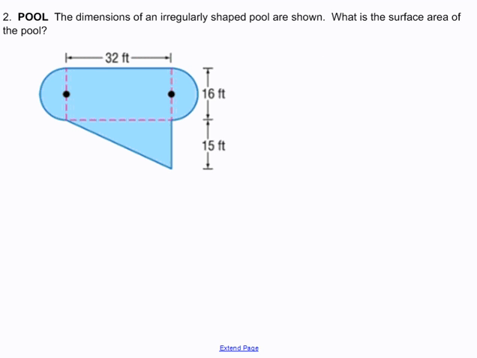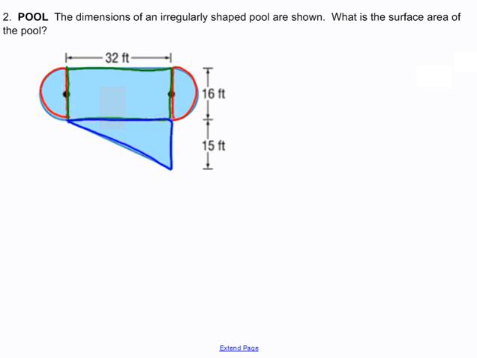Okay, here I've got a pool. Well, I don't know anybody who really has that shape of a pool, but we'll go with it. All right, I see a semicircle here, a semicircle here. So I have one circle. I've got a rectangle, and I have a triangle. So I'm going to take the area of a triangle, the area of a circle, and the area of a rectangle and add it all together.